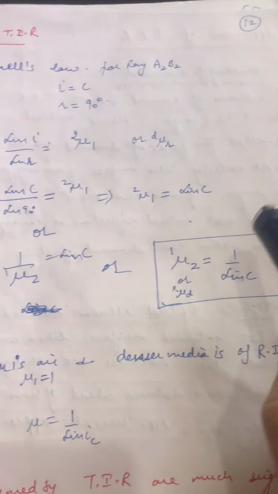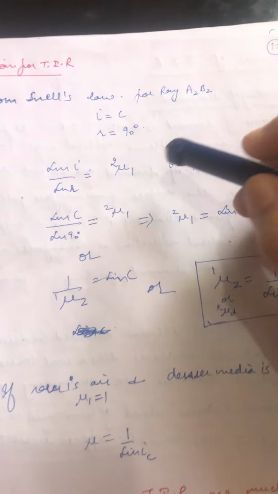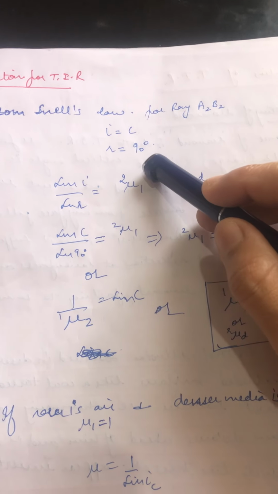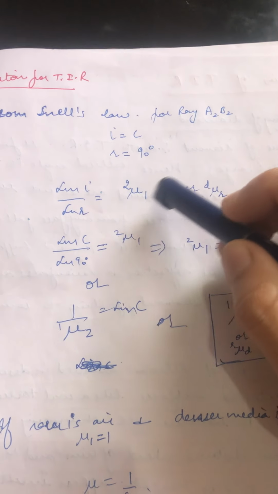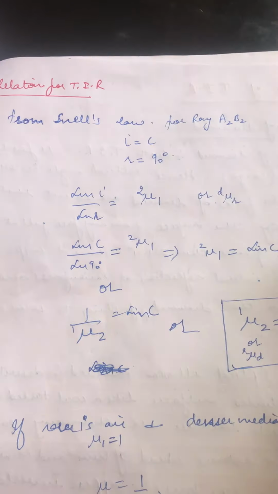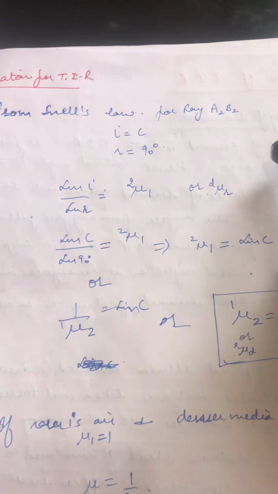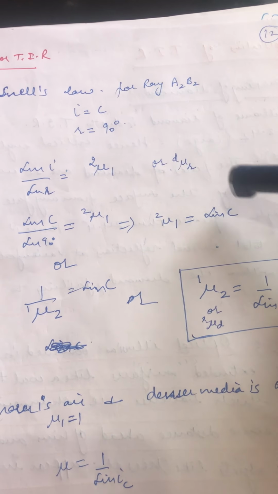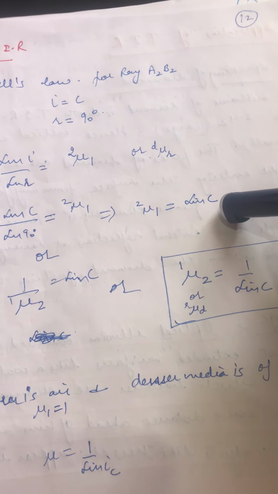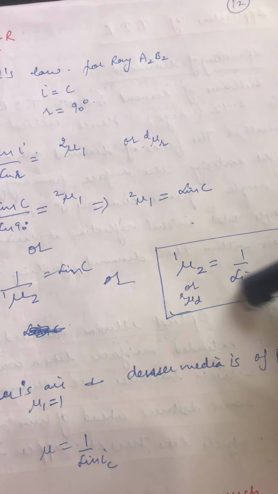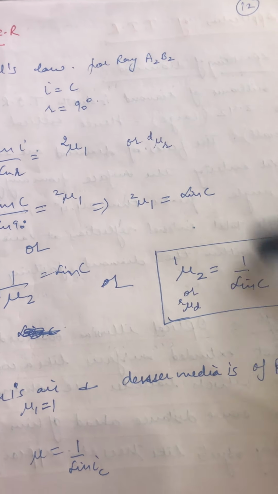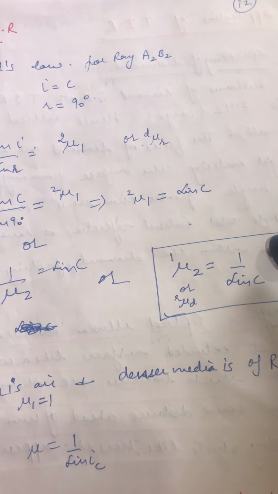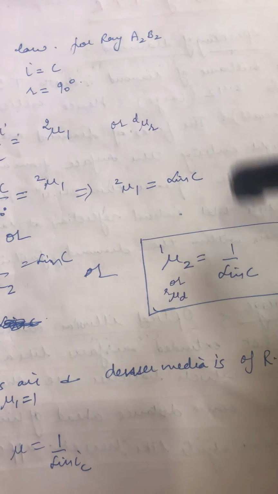There is a simple derivation which will produce one formula for total internal reflection, which is very important. They have discussed the case where our angle of refraction is 90 degrees: sin i by sin r is equal to the refractive index of the rarer medium with respect to the denser medium, because rays are going from denser to rarer medium. When you derive this, you will observe that this refractive index is equal to sin C, where C is the critical angle. If I take the reciprocal, the refractive index of the denser medium with respect to the rarer is 1 by sin C.